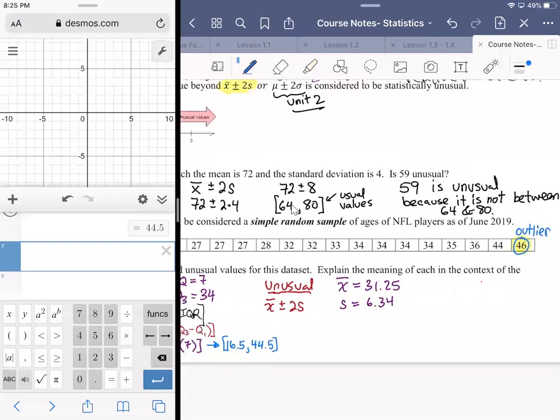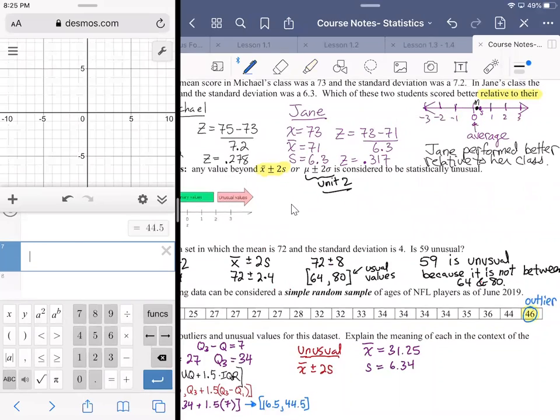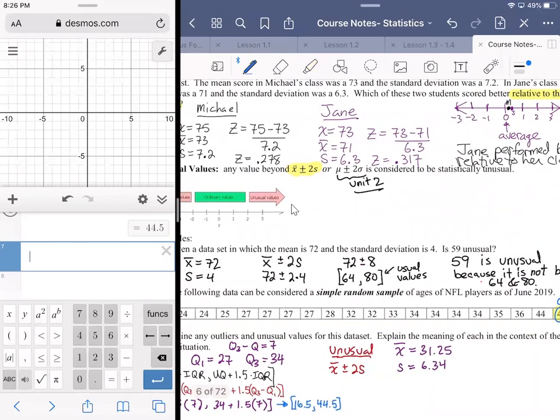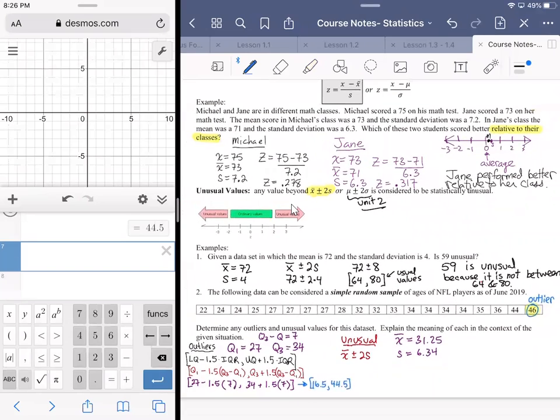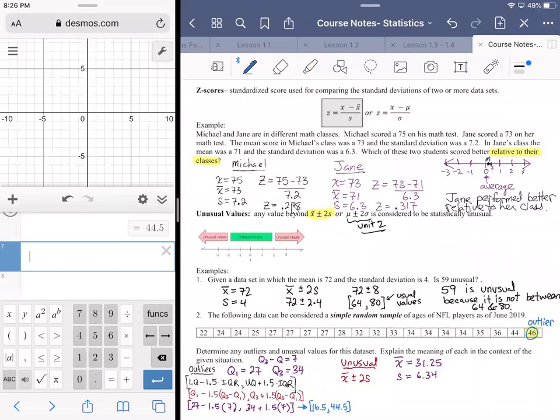All right, and we'll explain what it means in the context of the situation in a few minutes. But for now, all we're getting at here is the idea that that's a value that's so absurdly different from everything else that it really shouldn't be there.